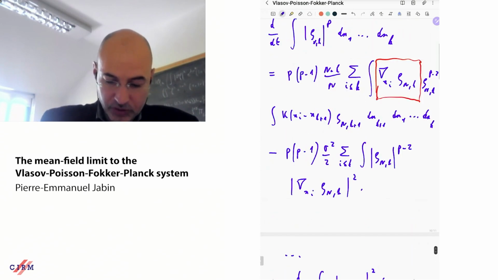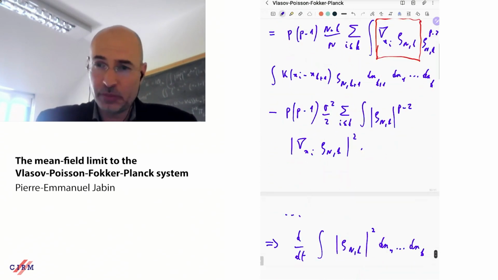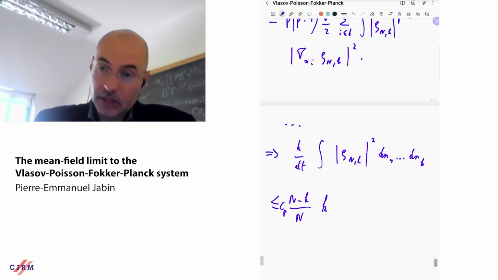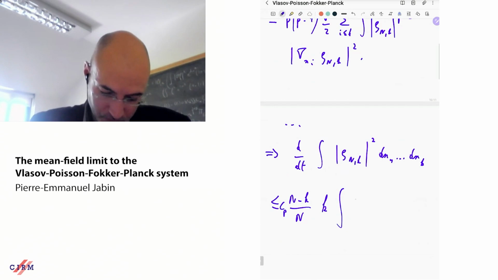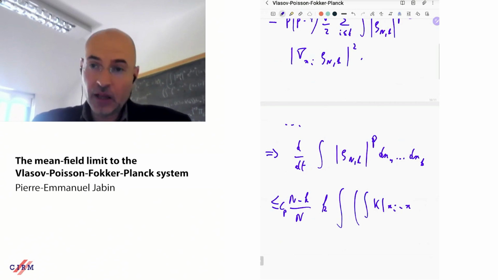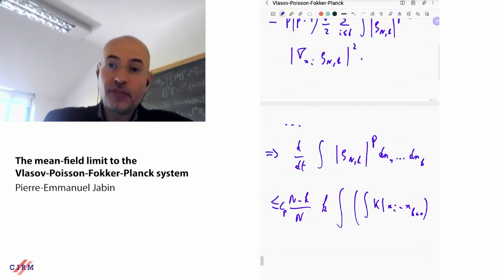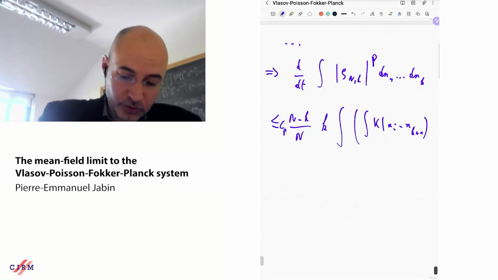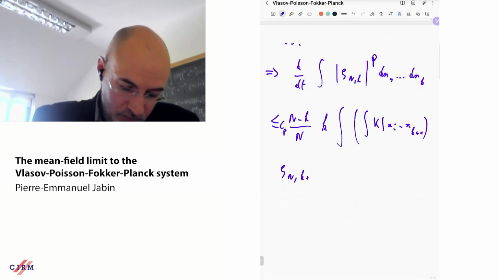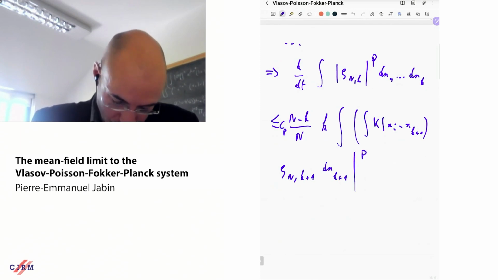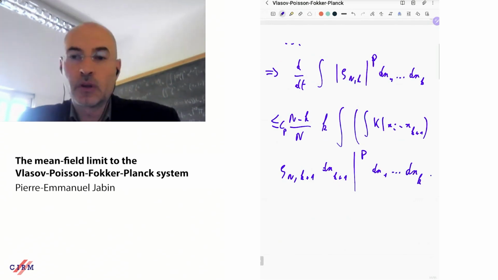An additional k, because here I have a sum of k terms, and they are all going to be the same in the end, but I have them. And then the LP norm of this average interaction using the next order marginal. Okay.